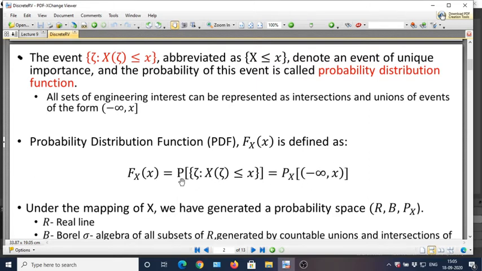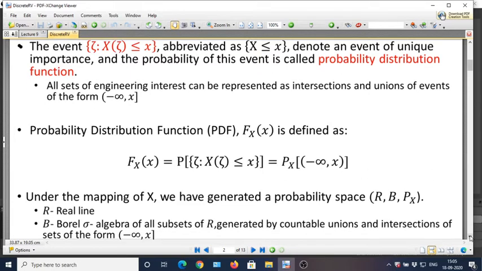So the other way of specifying the PDF, probability distribution function, is the probability measure of the event minus infinity to small x, and this subscript X indicates that we are talking about the random variable capital X. Sometimes we will use the notation cumulative distribution function in place of the probability distribution function, so that it becomes clear that we only talk about the probability which is a cumulative one, starting all the way from minus infinity to a given value small x.